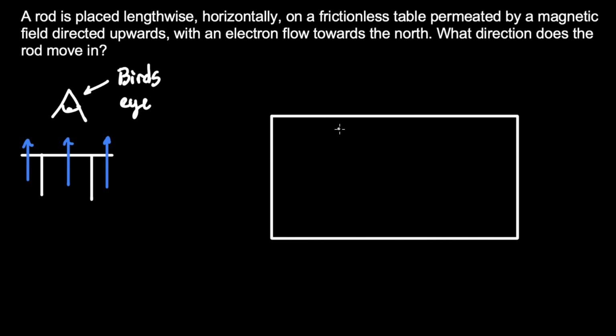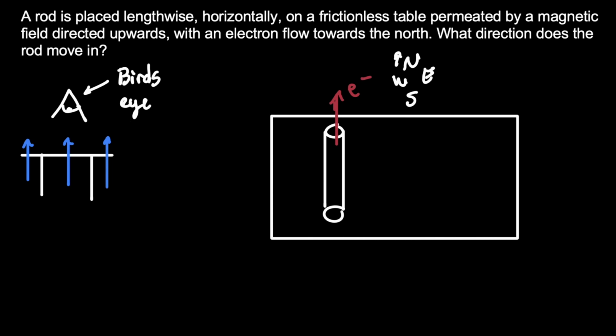Next, I'm going to draw the rod on my table. So that's going to look something like this, right? And there's electron flow towards the north. So here, I'll draw my electrons flowing upwards because I'm treating this as the north, this direction. And then they're asking me what direction does the rod move in?